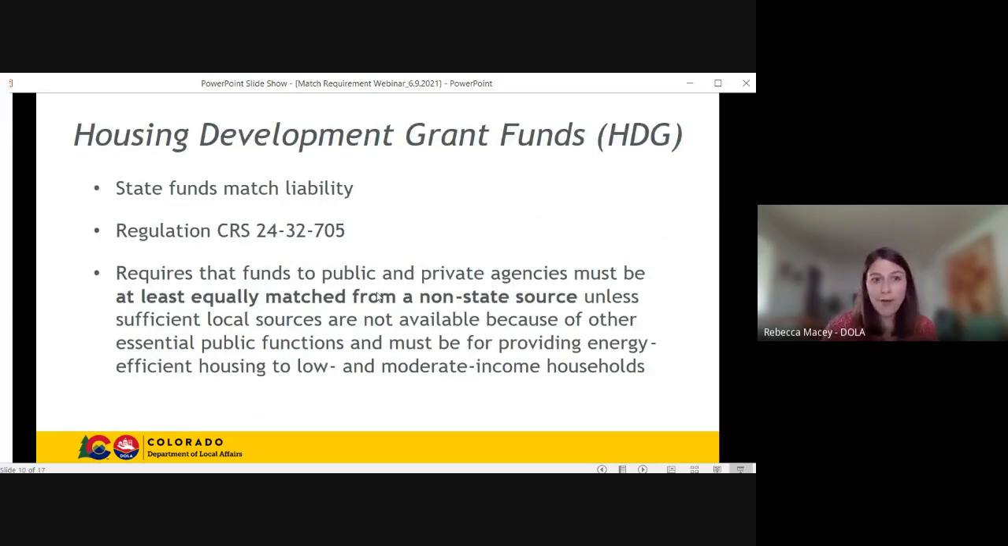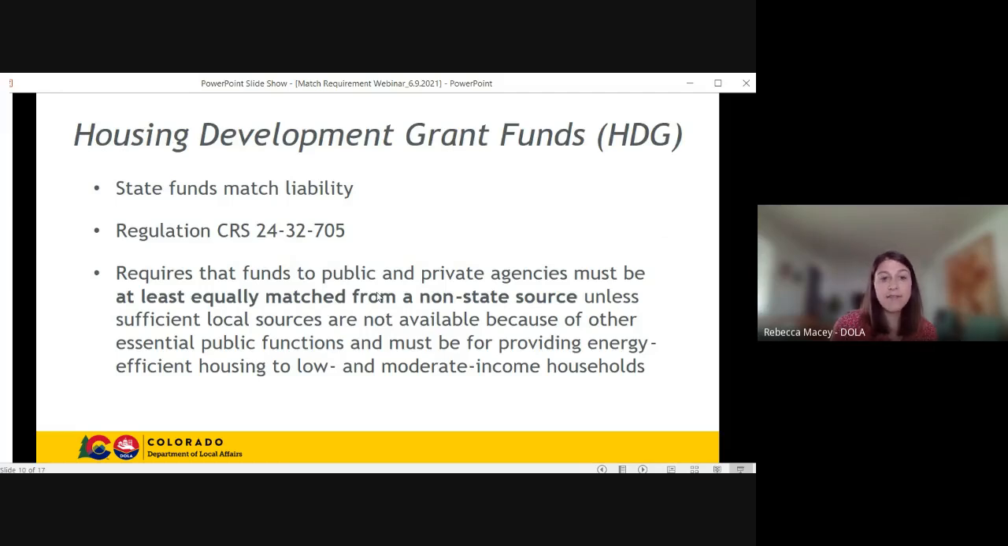So that was all about our federal match requirement and the funding sources that require match from our federal funds. We additionally have a match liability for our state funds, our Housing Development Grant funds. These are HDG funds, so I'll be talking about them like that. They're state funds and they do come with match. The regulation is CRS 24-32-705.